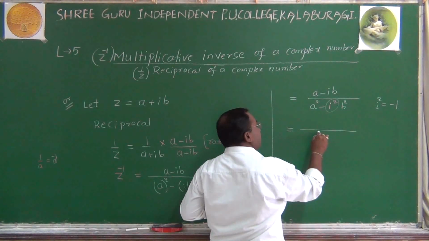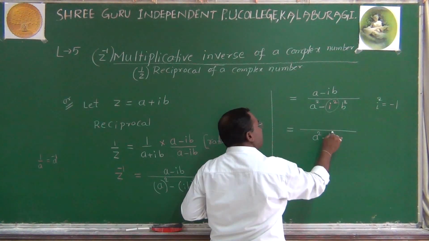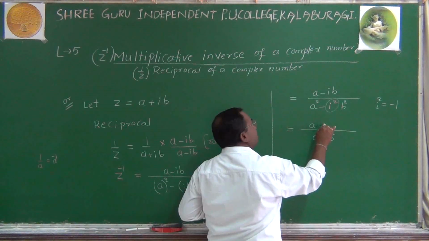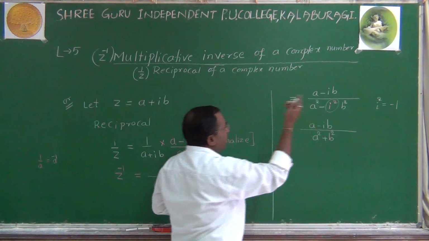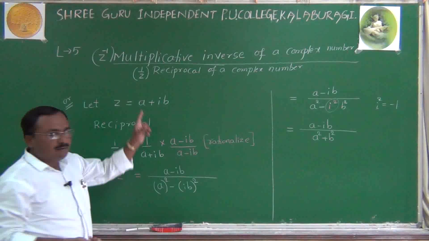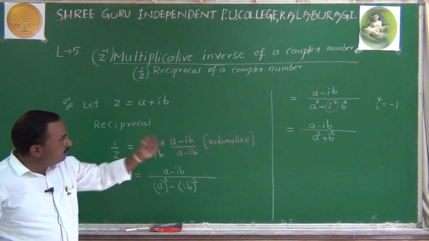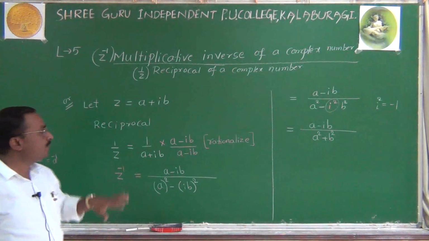A square plus B square, A minus iB. This is the direct method. Formula method answer will be the same as the direct method answer.